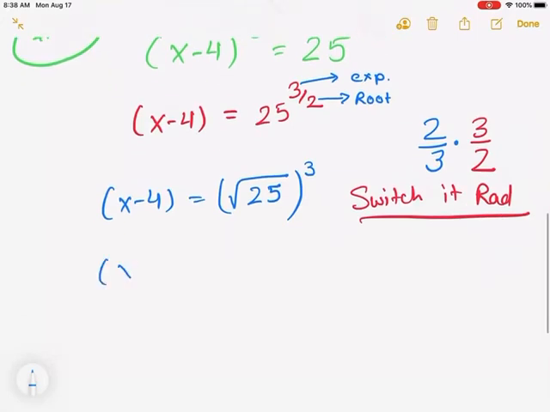So I have x minus 4 on this side, and the square root of 25. Now, this is another thing you need to watch out for. If you take the square root of a number, it's always plus and minus. So I would say plus and minus 5 to the third power.